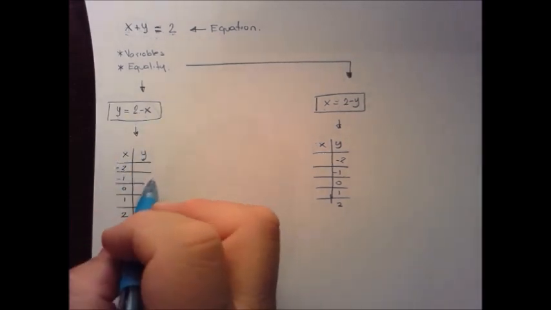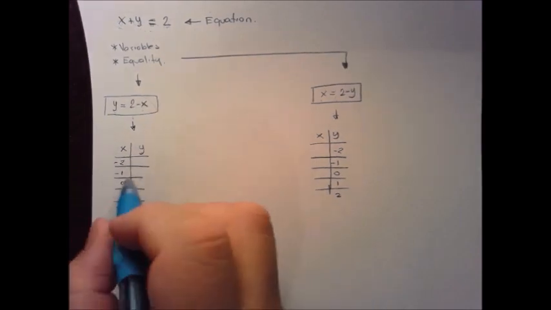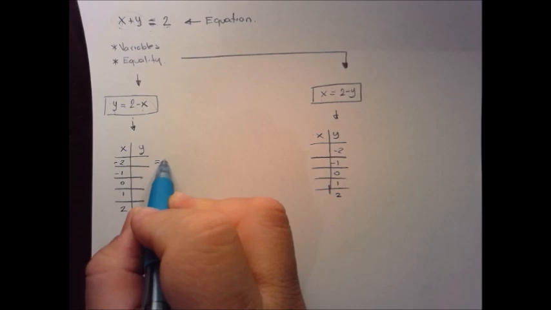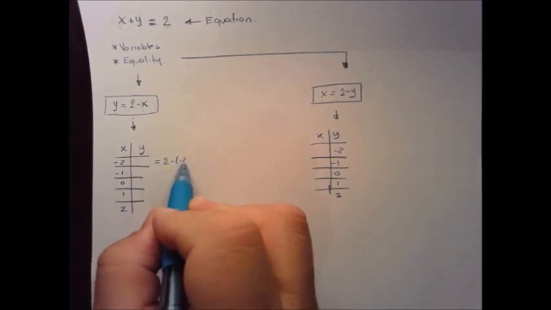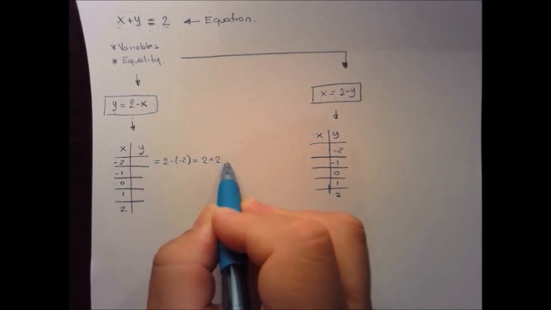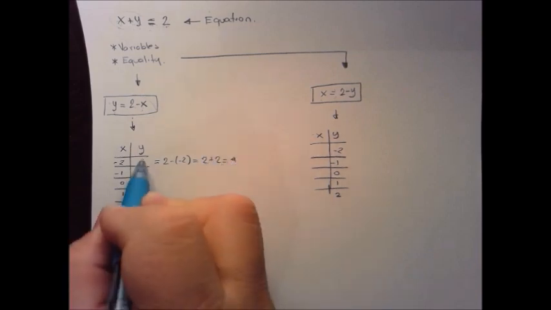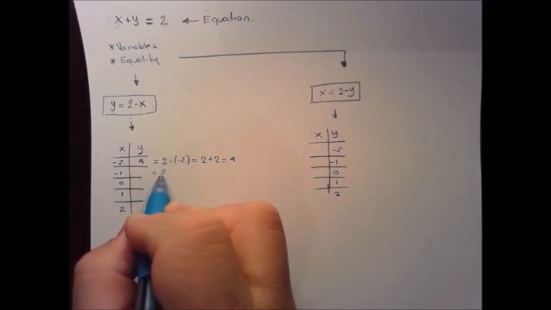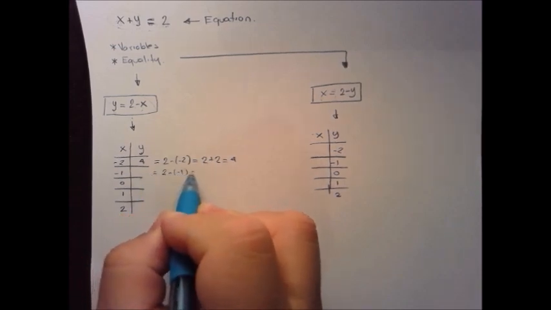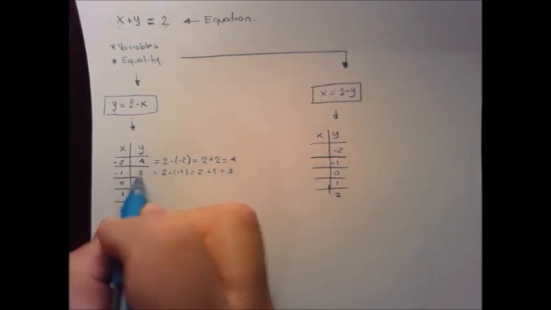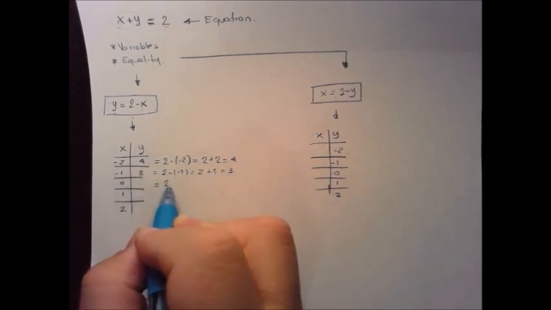Well, in that case, you just need to substitute, and then you're going to have y is equal to 2 minus -2. In that case, it's going to be 2 plus 2. The answer is going to be 4. Okay, so the next one is going to be 2 minus -1. So you're going to have 2 plus 1. This is going to be 3.